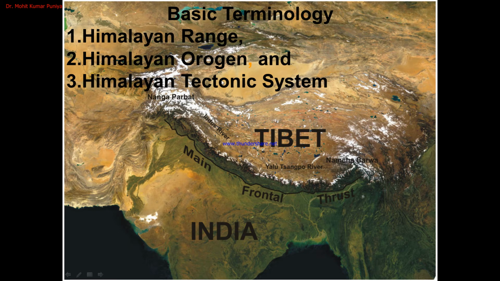Okay, then Himalayan orogen. Here we are using one word, orogen. Orogen means the uplifted portion due to the collision of two plates. So here we use orogen because this Himalaya is the uplifted portion due to the movement of the Indian plate and the Eurasian plate. Himalayan tectonic system: actually, the Himalaya has lots of structures, thrusts, normal faults, strike-slip faults, transverse faults in different units. That's why this whole system is known as the Himalayan tectonic system.